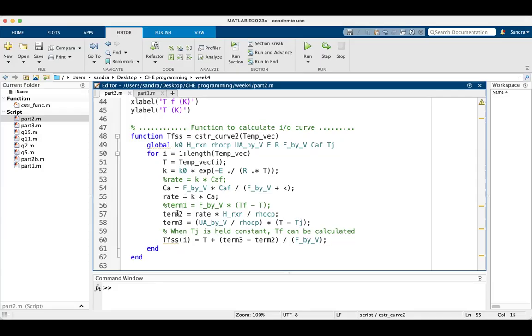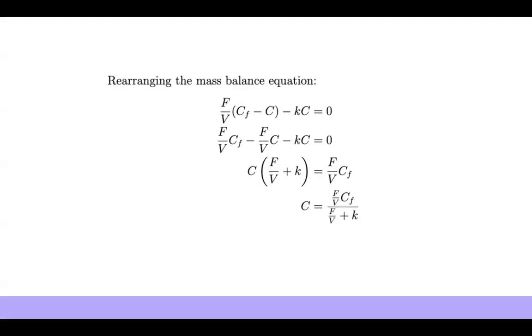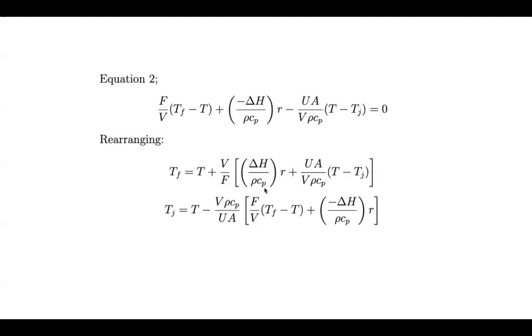Now, the rate is calculated. Now we have to calculate term 2 and term 3. What are term 2 and term 3? This is the whole equation. We need to find the jacket temperature, so we have to rearrange this equation so that it can be written as Tj equal to something. When you rearrange it, this is what you will get: Tj is equal to T plus (V/F) times (ΔH/ρCp) times R, plus (UA/(Vρ Cp)) times (T minus Tj).